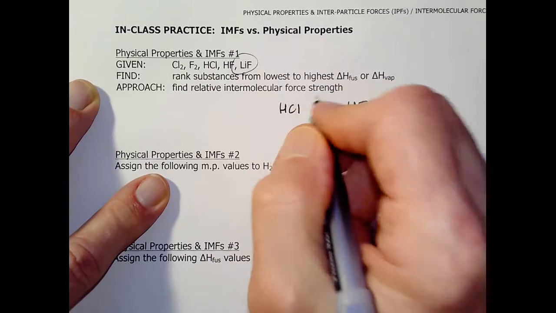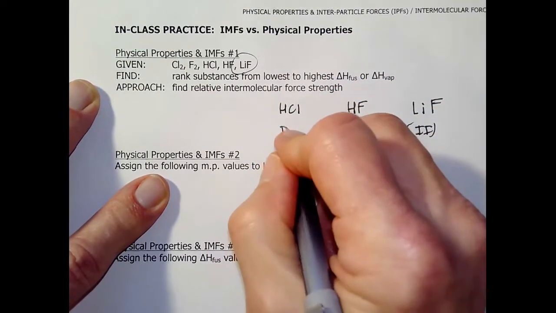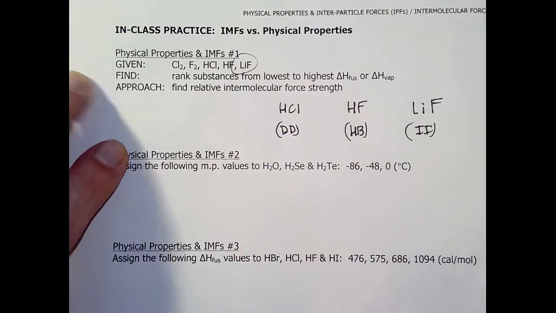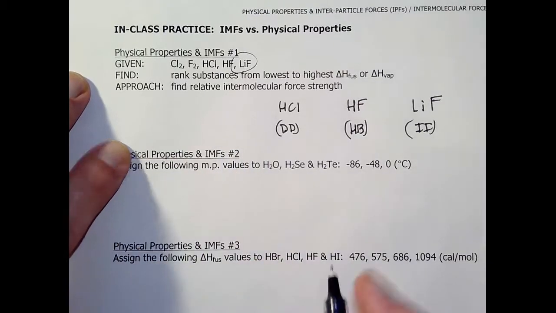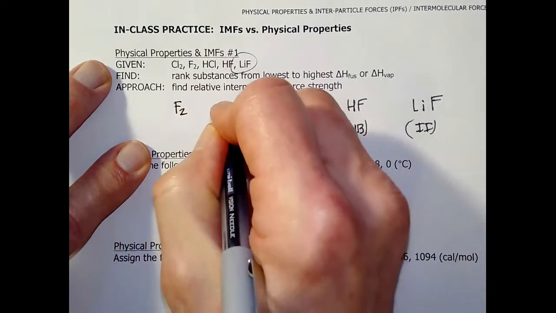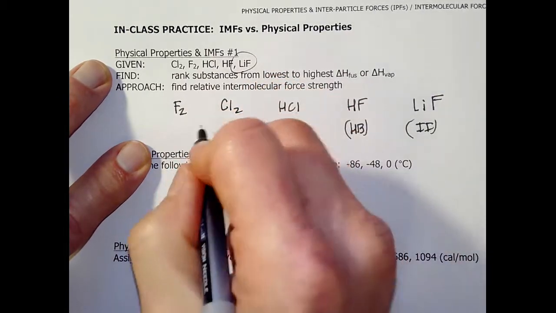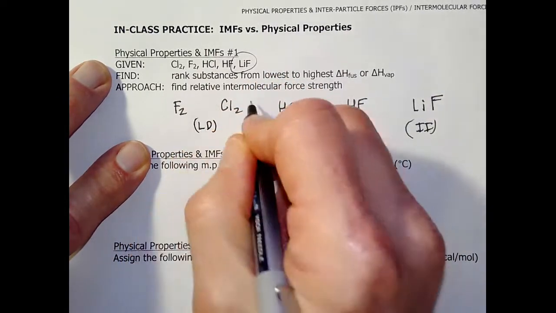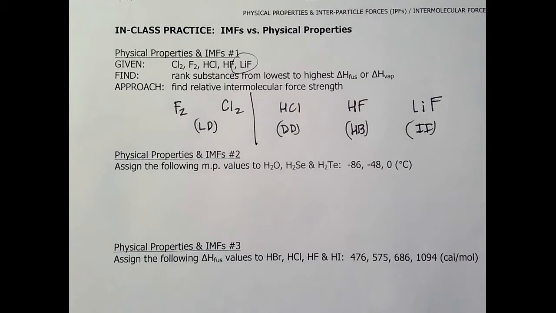HCl. Dipole-dipole. Now I've got to pick between fluorine and chlorine, but you're getting good at that now. You're like, oh, fluorine's got fewer electrons. Chlorine's got more electrons. London dispersion. Bingo.